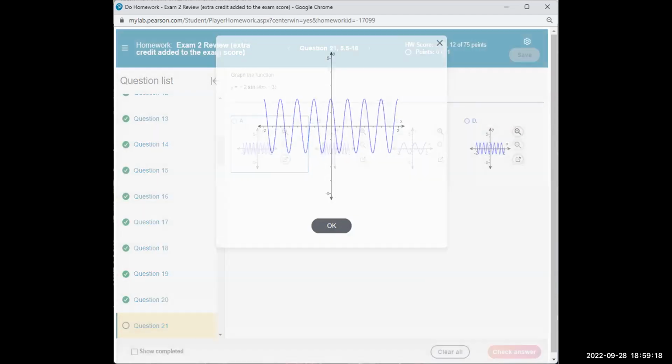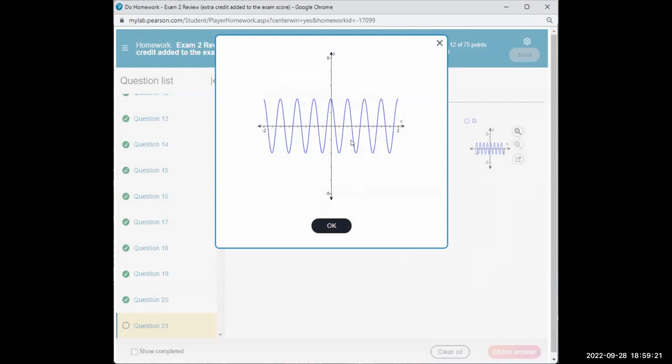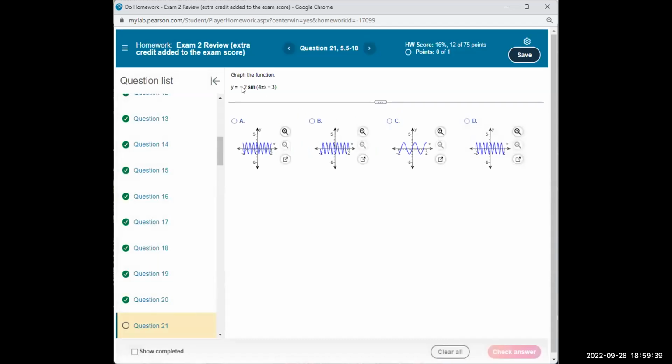So let's just start looking at some of these graphs. It looks like we have a period here of 1/2. So this is 2, this looks like it's about 1. It looks like the period's right on this one. It's been shifted to the right 3/4 pi units. So that's going to be about 1/4.